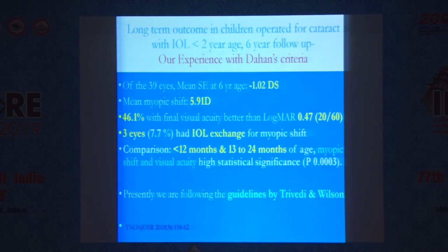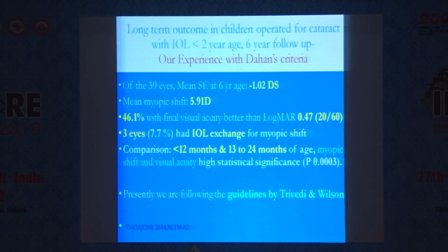We had 46% with final visual acuity of 0.47 logMAR, 20/60. And we had 3 eyes who had to undergo an IOL exchange for large myopic shift at 9 years of age. And when we compared between 12 months and 13 to 24 months of age, we had a myopic shift and visual acuity difference which was highly significant.